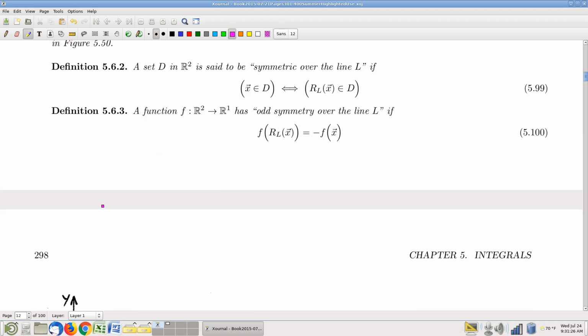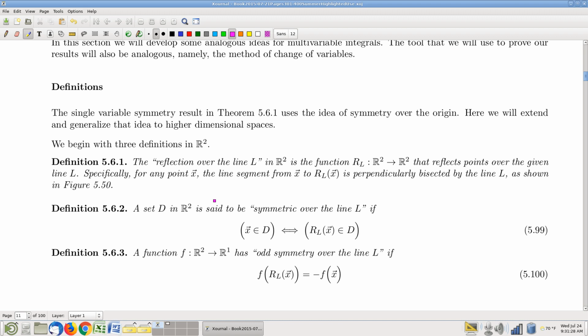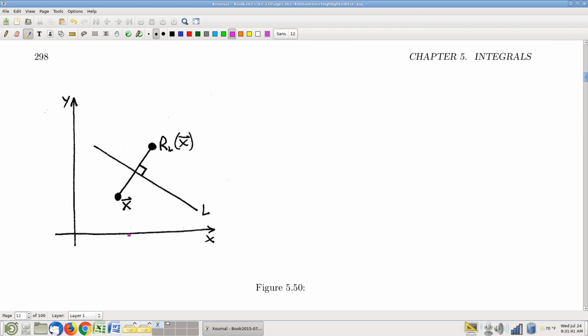With this idea of reflection, we can talk about what it means for a set to be symmetric over a line. Now, again, this is also exactly what you think. Let's draw a picture. A set that would be symmetric over this line would be something like this, for example. Forgive the artistic imperfection there, but you see what I'm getting at. It's symmetric over the line.